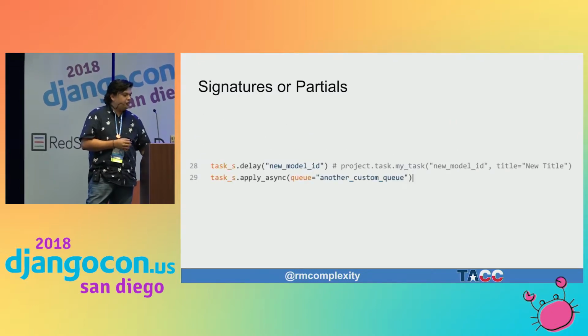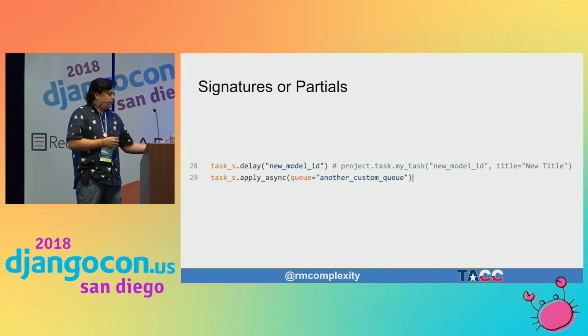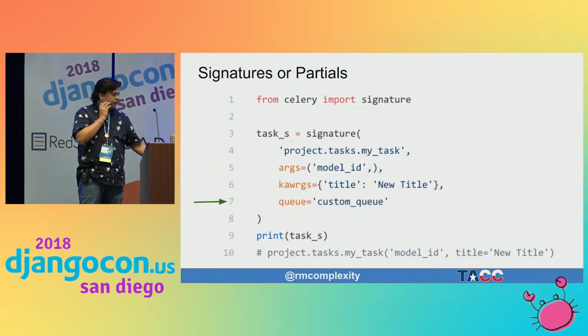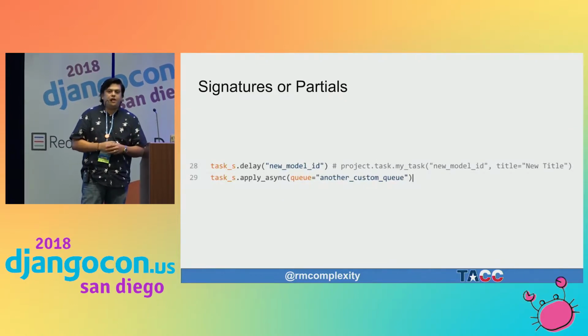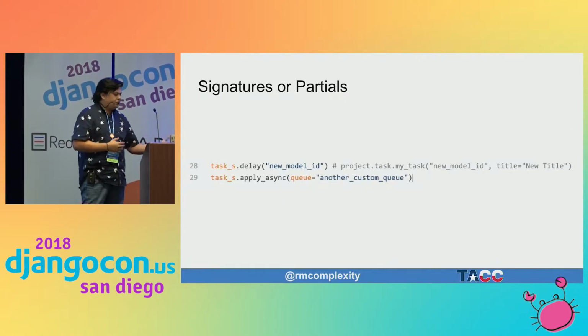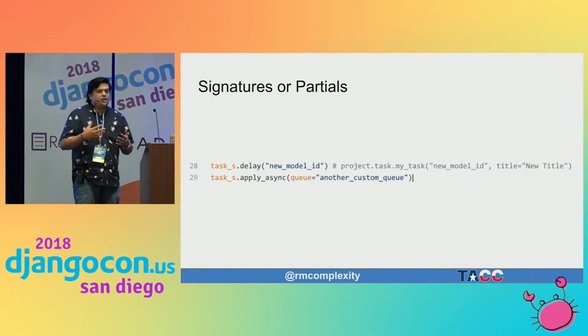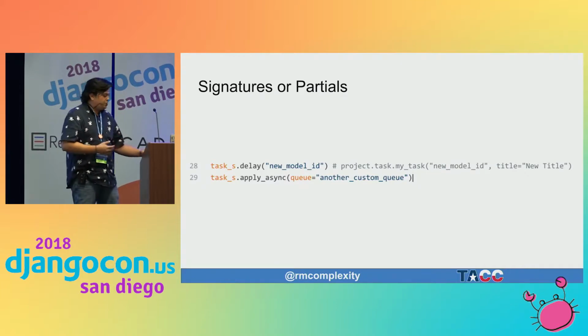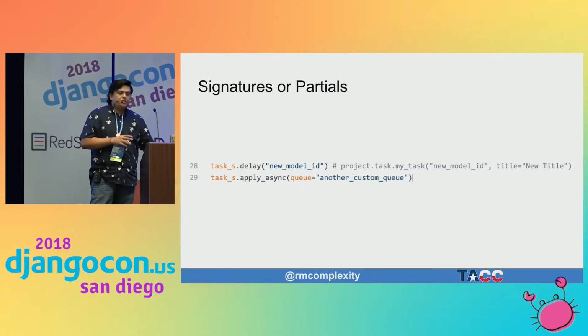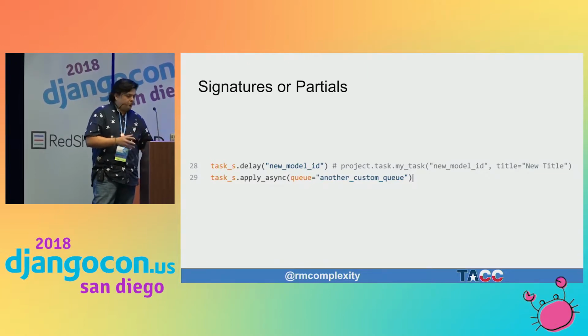So for instance, here on the first line, we're using the signature that we have already created here, and we are using another parameter, which is going to be this string called with the value new model ID. Or we can also set another queue that task is going to go to. Now, this is the very beginning of how to start creating workflows.